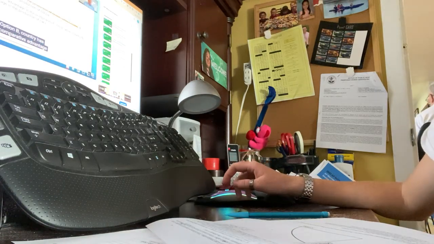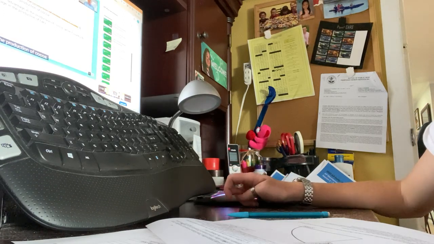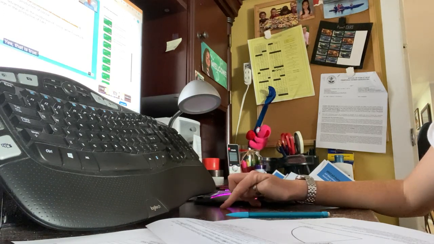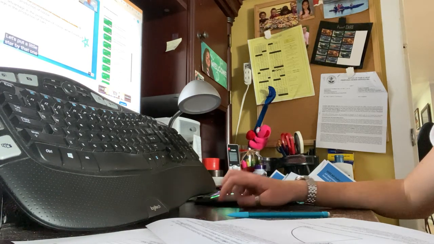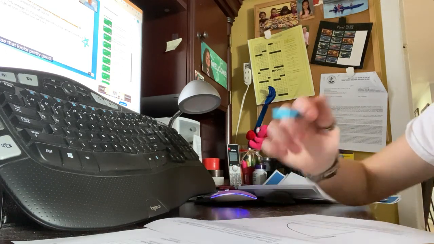Option B, country A has a comparative advantage in the production of cocoa. Okay, is that true? Yes, that is true. While country B has comparative advantage in the production of carbon. Also true. Let's put a little star by that one because that looks pretty good.